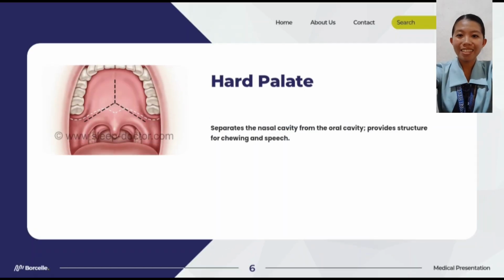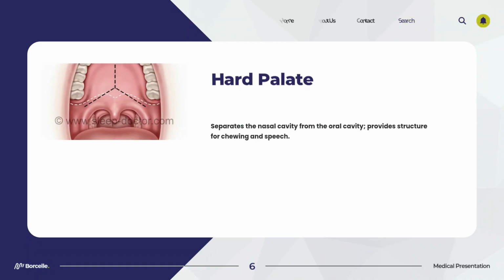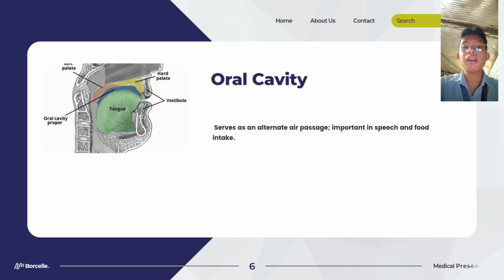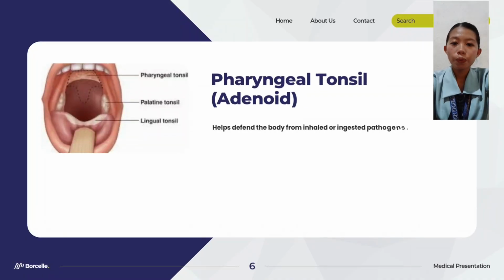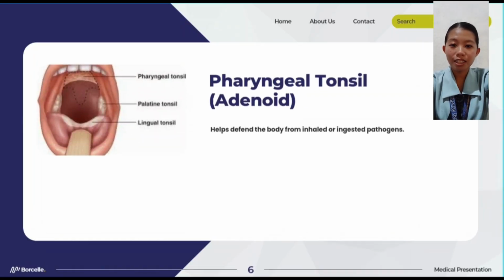The hard palate separates the nasal cavity from the oral cavity, providing structure for chewing and speech. The oral cavity serves as an alternate air passage, important in speech and food intake. We have the pharyngeal tonsil or adenoid, which helps defend the body from inhaled or ingested pathogens.